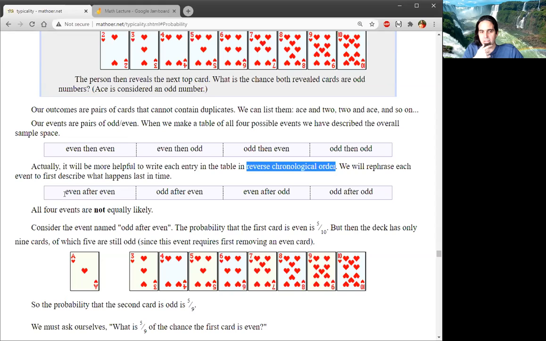We're going to say that maybe we had an even happen after an even. Maybe we had an odd happen after an even. Maybe we had an even happen after an odd. Maybe we had an odd happen after an odd. And why do I want to reword that? We'll see in a moment.